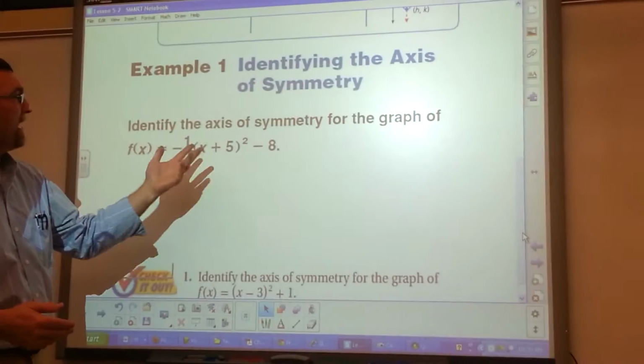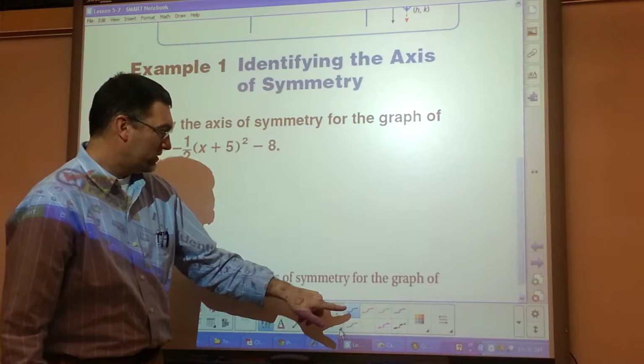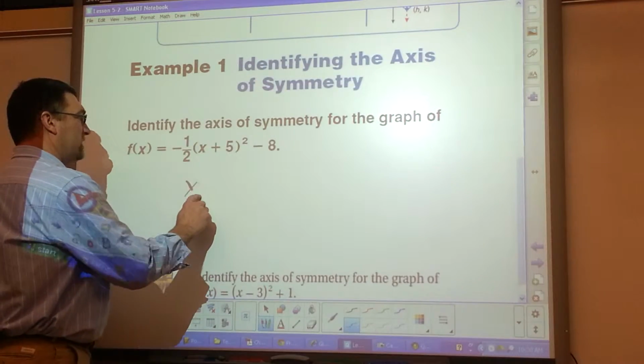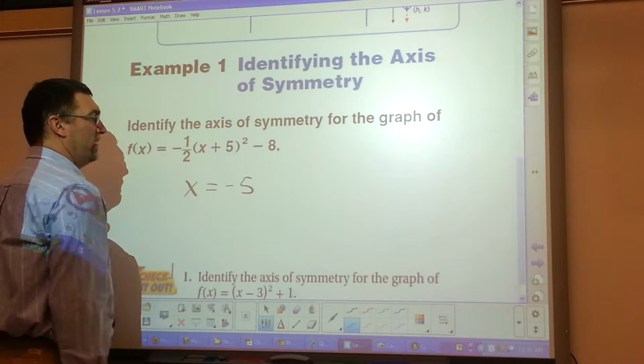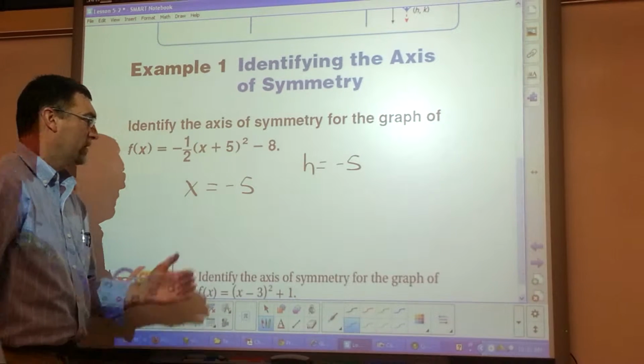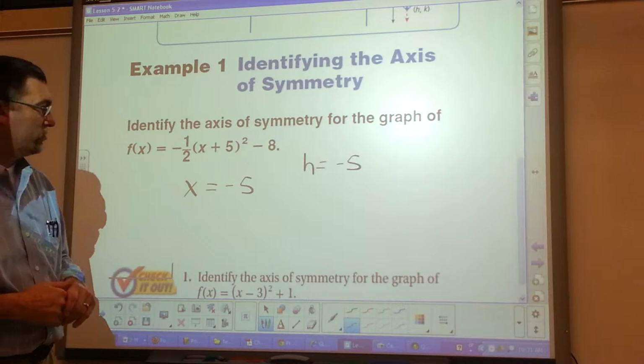So we want to identify the axis of symmetry here. The axis of symmetry would just be the line x equals negative 5, the value of h. Since h is negative 5, x equals negative 5 would be the axis of symmetry.